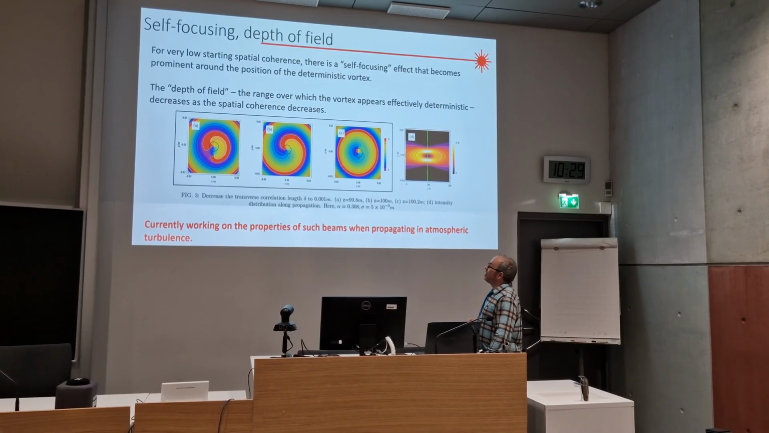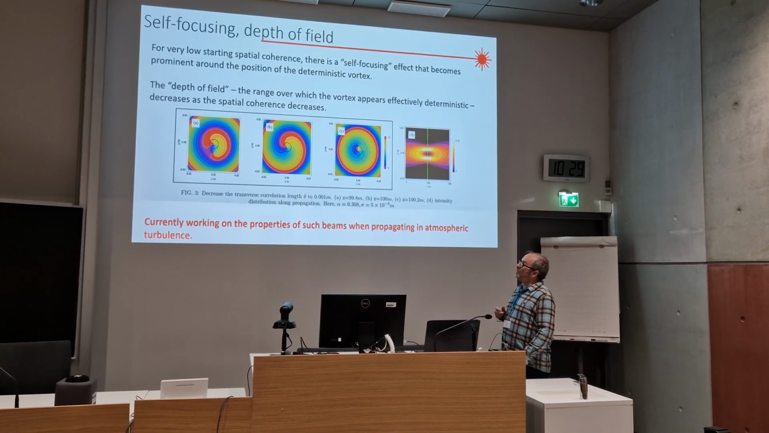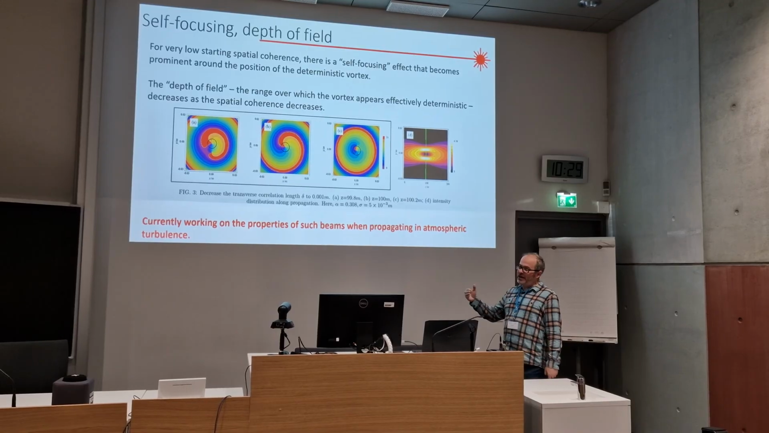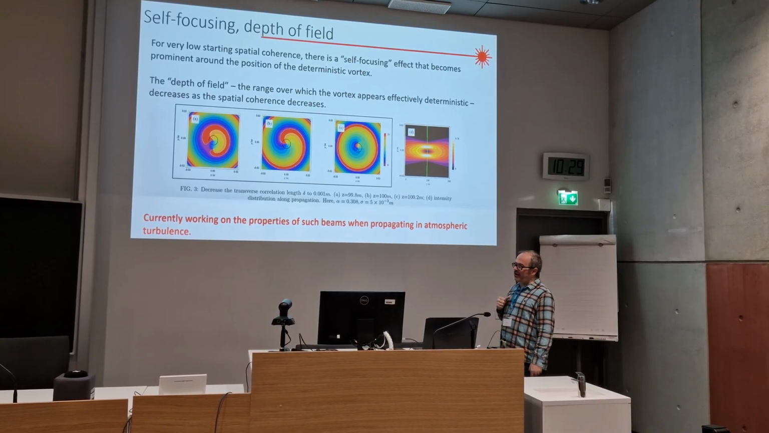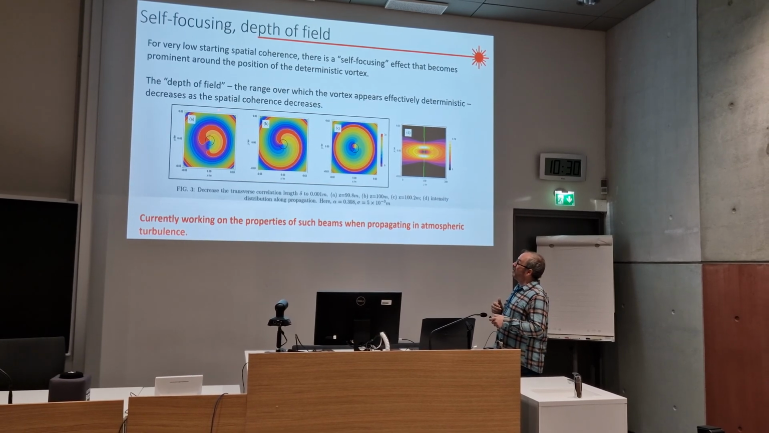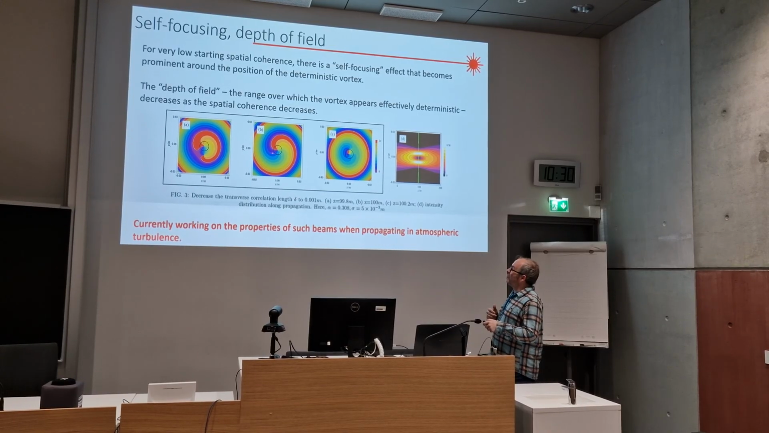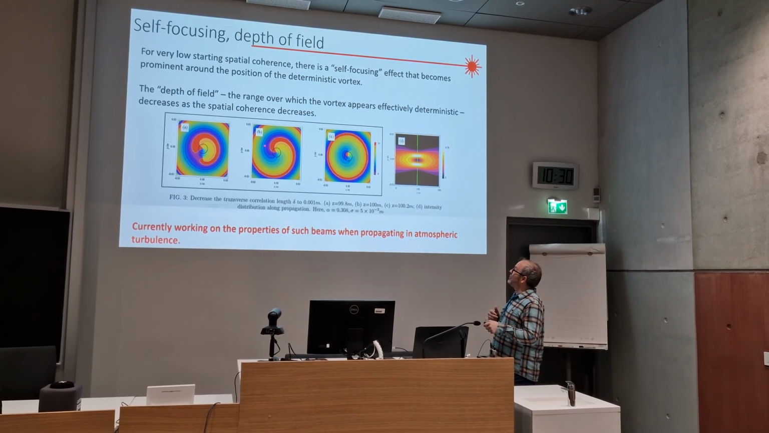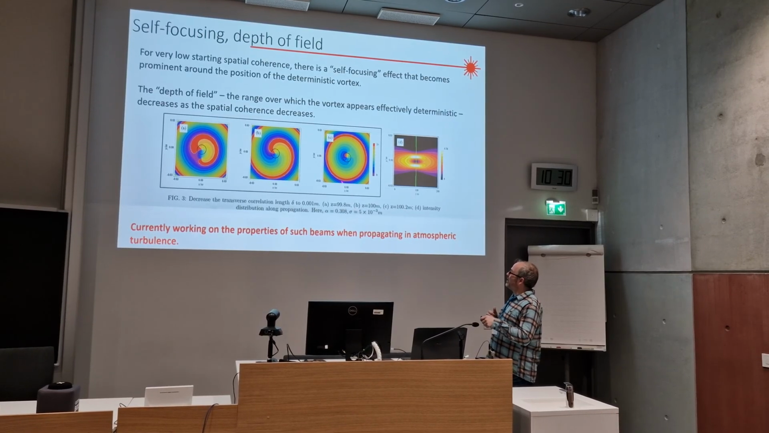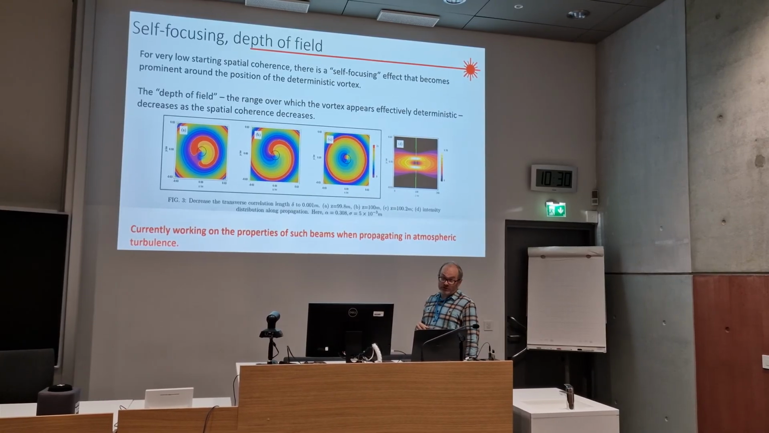And that depth of field, as I call it, the one interesting thing is, as I said, the position at which you can place this deterministic vortex doesn't depend at all on the coherence, but this depth of field that you get does depend on the coherence. So if you make it a very incoherent field, you still get that perfect vortex at a certain distance, but now we're talking about a few centimeters before the field doesn't look like a perfect vortex again.